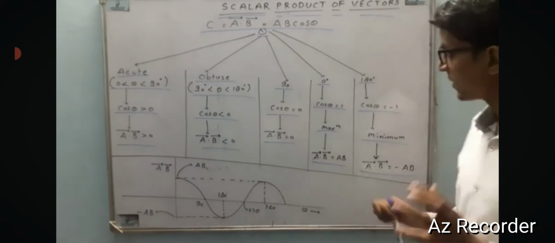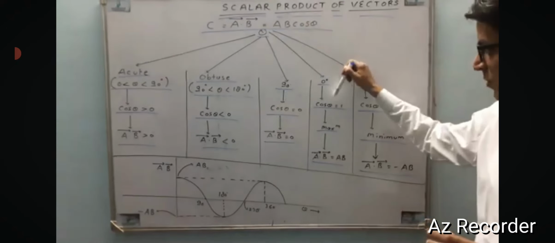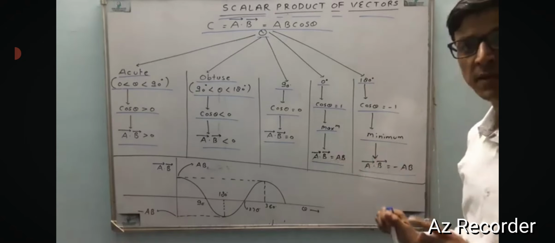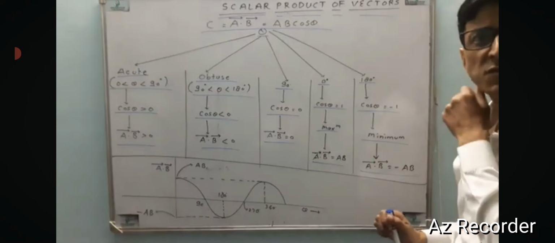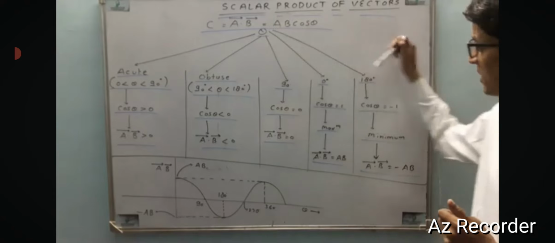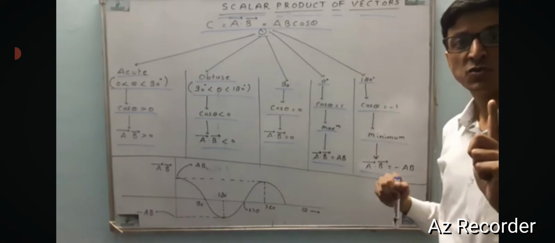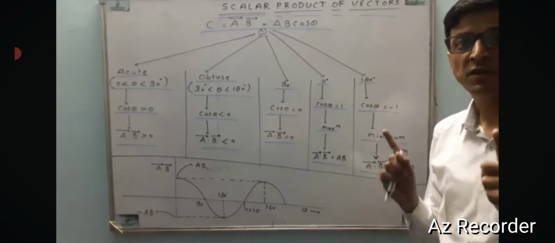Next is if theta is 0, then cos theta will be 1, maximum. So A dot B has a maximum value AB when theta is 0. That means the vectors are parallel. When theta is 180, cos theta is -1, that is, it will be minimum. So the dot product is minimum when the vectors are anti-parallel or opposite.